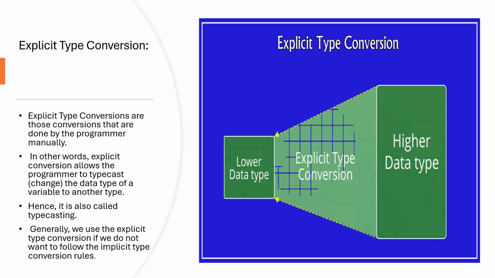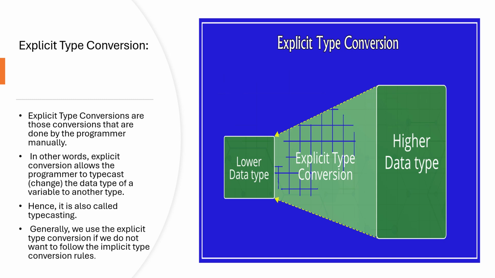Explicit type conversion. It is converting from a lower data type to a higher data type. It is done by the programmer. Before, implicit conversion is done by the compiler, but here the programmer should convert from one data type to another data type.